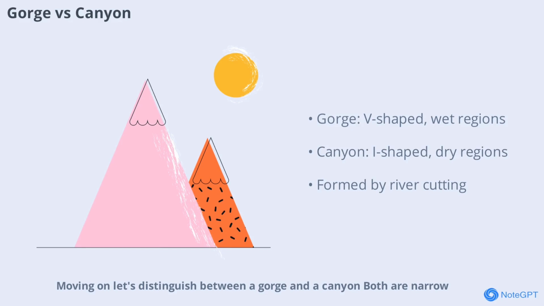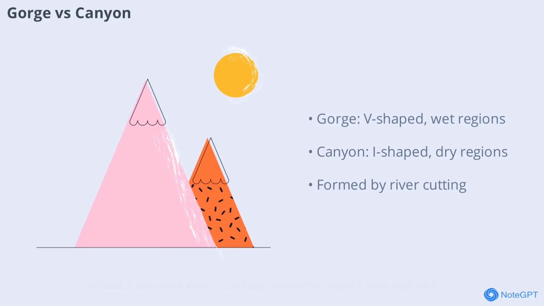Both are narrow, deep valleys, but their formation and locations differ. A gorge is typically found in wet, high-fold mountain regions and is created in hard rock by significant downcutting of rivers. It resembles the letter V, and examples include the Royal Gorge of Arkansas. In contrast, a canyon forms in arid and semi-arid regions with soft rock, where perennial rivers cut deep valleys. Side cutting is limited due to lack of rainfall, and canyons often resemble the letter I. The Grand Canyon of the Colorado River is a classic example. These differences highlight how climate and rock type influence landform development.